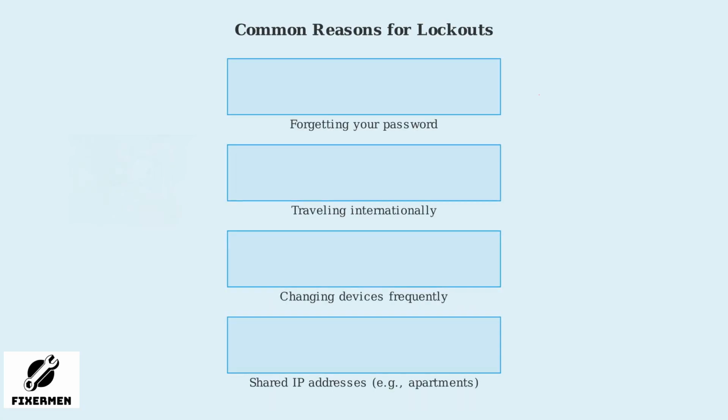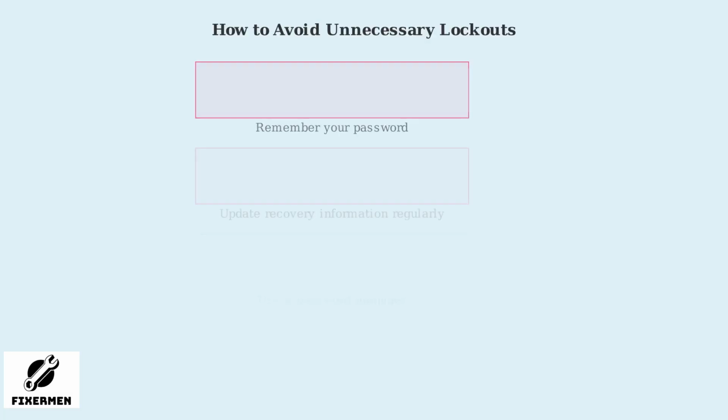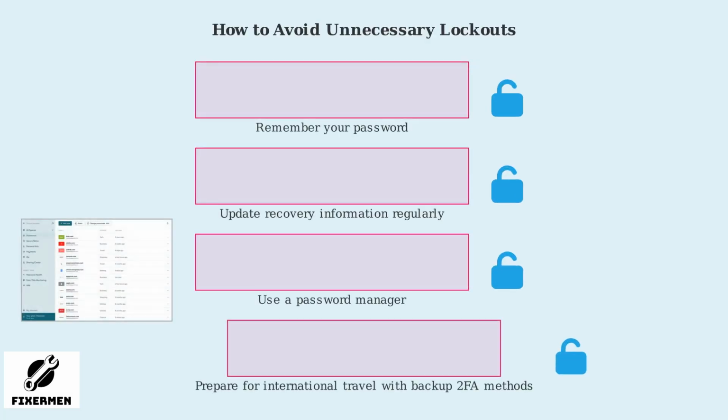fraud. Besides forgetting your password, common reasons for lockouts include traveling internationally, changing devices frequently, or using shared IP addresses like in apartment complexes. To avoid unnecessary lockouts, ensure you remember your password, update your recovery information regularly, and consider using a password manager. If traveling internationally, be prepared for potential 2FA verification challenges and have backup methods in place.